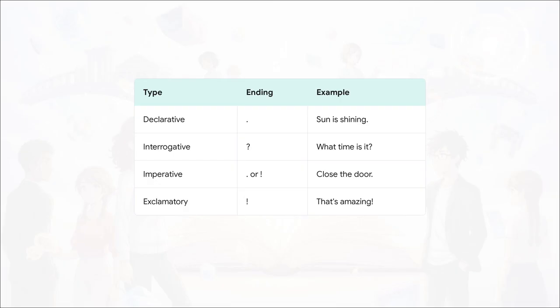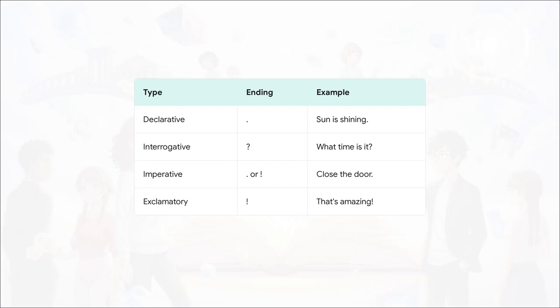Now, a sentence is basically just a group of words that expresses a complete thought. And the golden rule? Every complete sentence needs a subject doing the action and usually an object receiving it. Like if I say, she wrote a letter, she is our active subject and a letter is the object. Simple, right? Now, all communication breaks down into just 4 main types.